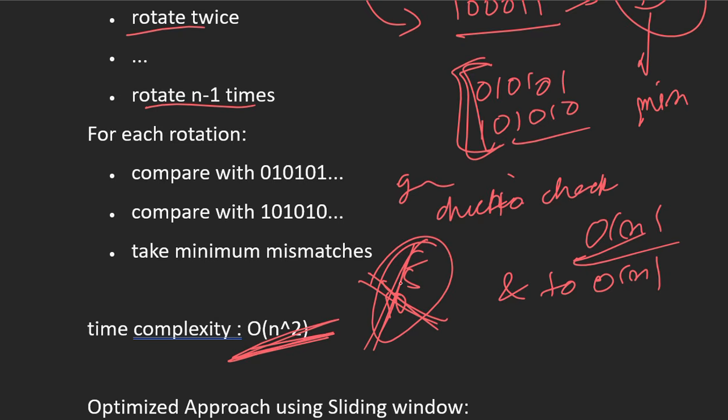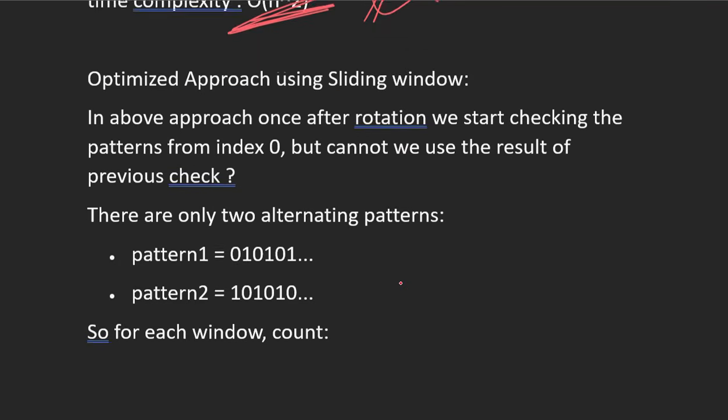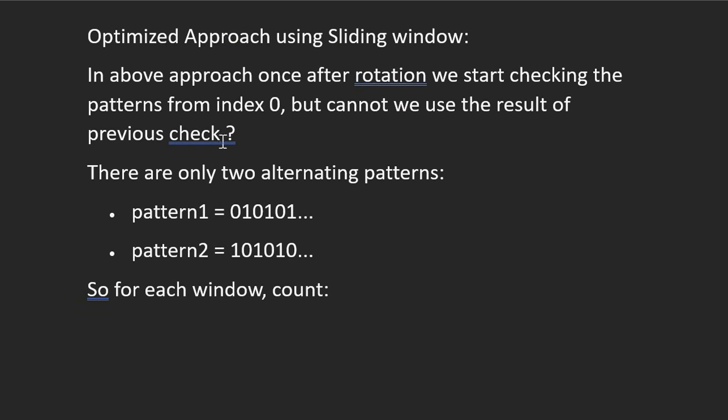So we have to optimize it a little bit. We'll be using a sliding window to optimize this approach. But how to use the sliding window? If you have noticed in the above approach, after every rotation we start checking the pattern from index number 0, right? But can't we use the result of the previous check? We can. See, this was our string.